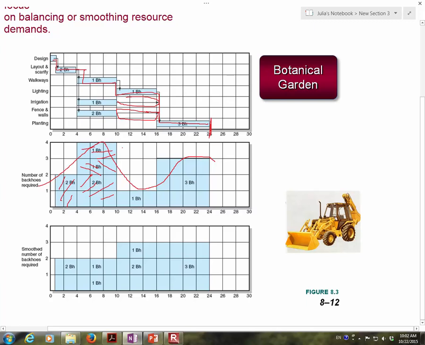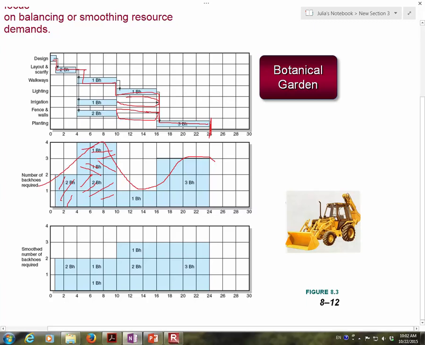All right, so now think about it. We have two positive slacks. Okay, we have irrigation and we have fence and walls. Okay, so irrigation needs one backhoe, fence and walls needs two backhoes. So which one should we delay? Should we delay and smooth out the resource demand?